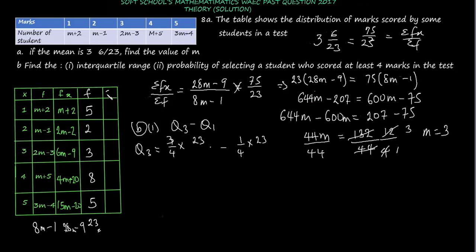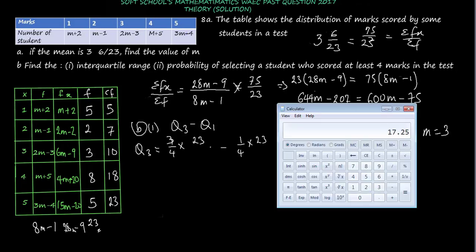So what do you have? 17.25. But we have our cumulative frequency here. You are going to write the first 5. 5 plus 2, that will give you 7. 7 plus 3, that is 10. 10 plus 3, that is 13. 18 plus 5, that will give us 23. So when we want to find this, let's go back to our calculator. We now have 17.25.